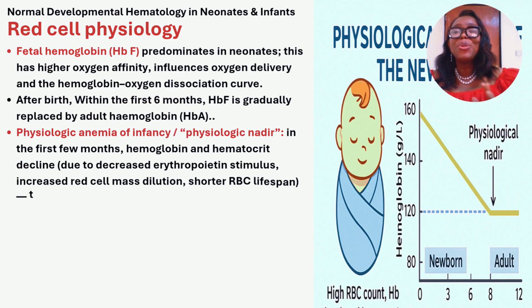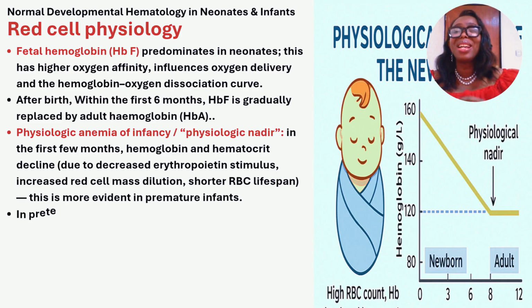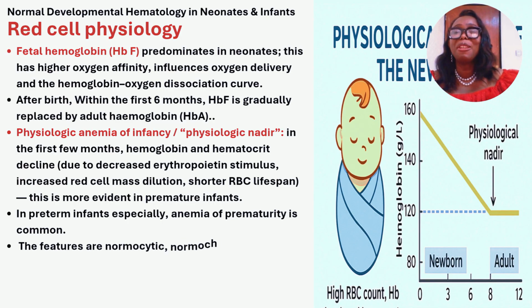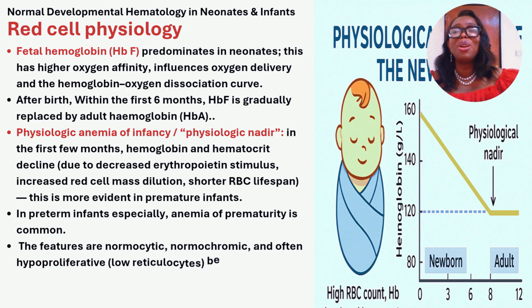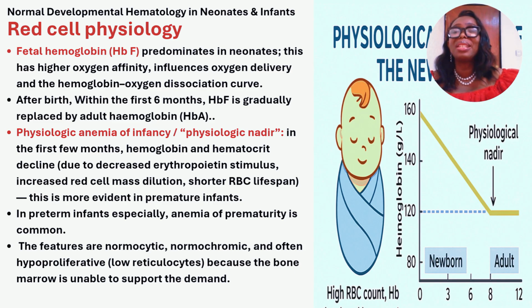At birth, within the first 6 months, there is a gradual replacement of fetal hemoglobin by adult hemoglobin, which is hemoglobin A. There is what we call physiological anemia of infants. In the first few months, hemoglobin and hematocrit decline. This is due to decreased erythropoietin stimulus, increased red cell mass dilution, and then shorter red blood cell lifespan. The red blood cell has a shorter lifespan in the neonates. This is more evident in premature babies.